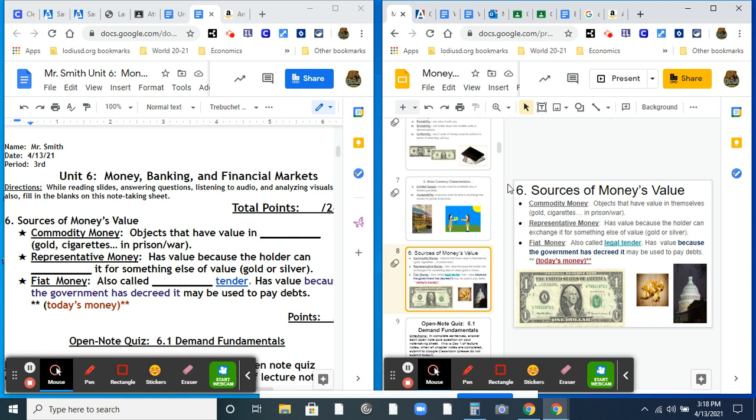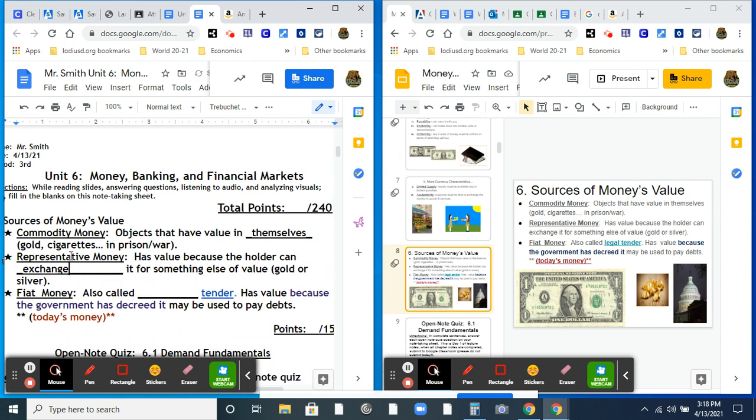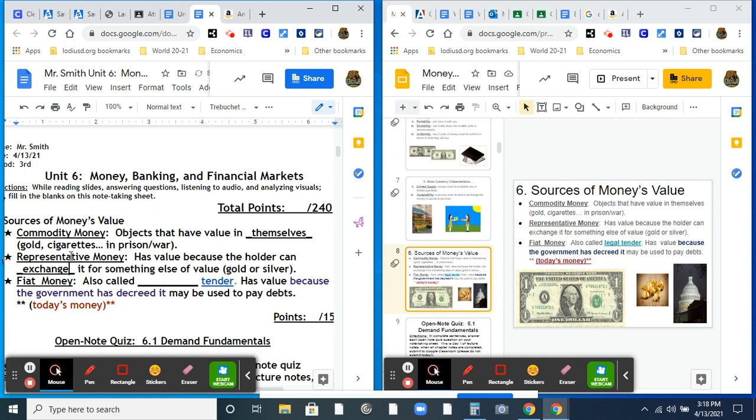Commodity money. Objects have value in themselves. Gold, cigarettes. This is true whether it's in prison, war, regular times, things with value in and of themselves. Diamonds would be another commodity. Representative money. Money has value because the holder can exchange it for something else of value, whether it's gold, silver, diamonds, stock, bonds, the rental housing, food, drink, whatever.